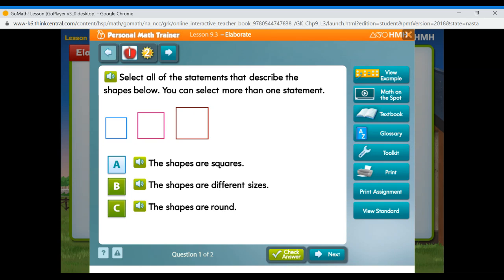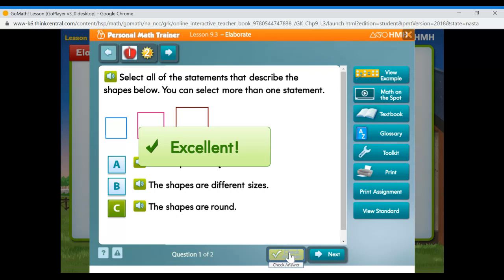Choice B says the shapes are different sizes. Some are bigger, some are smaller. I think that's true also. Thumbs up if you agree. Now, choice C, the shapes are round. Do they look round like a circle? Absolutely not. Let's check our answer. Excellent.